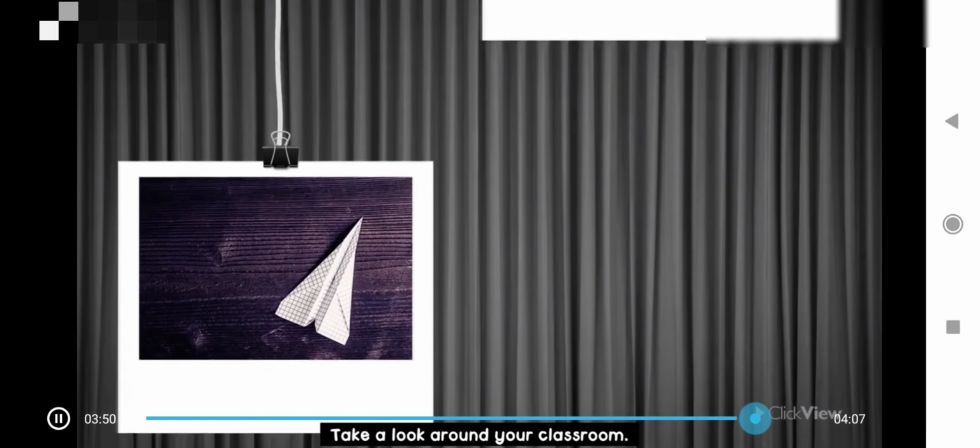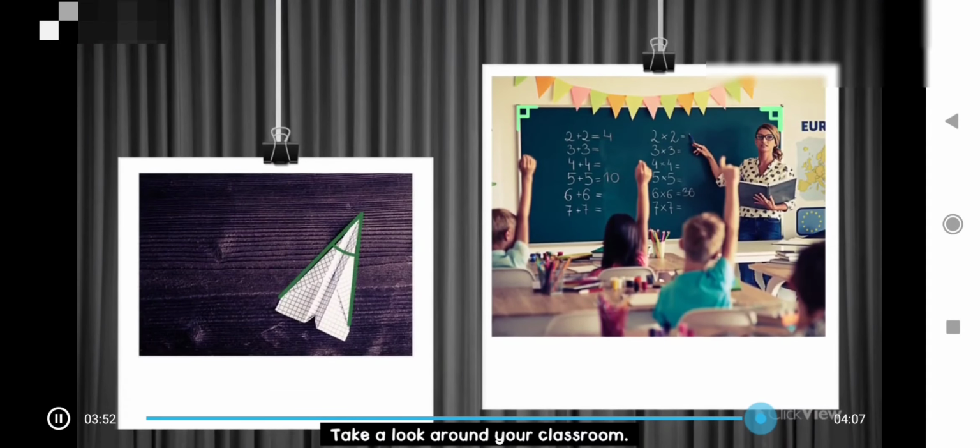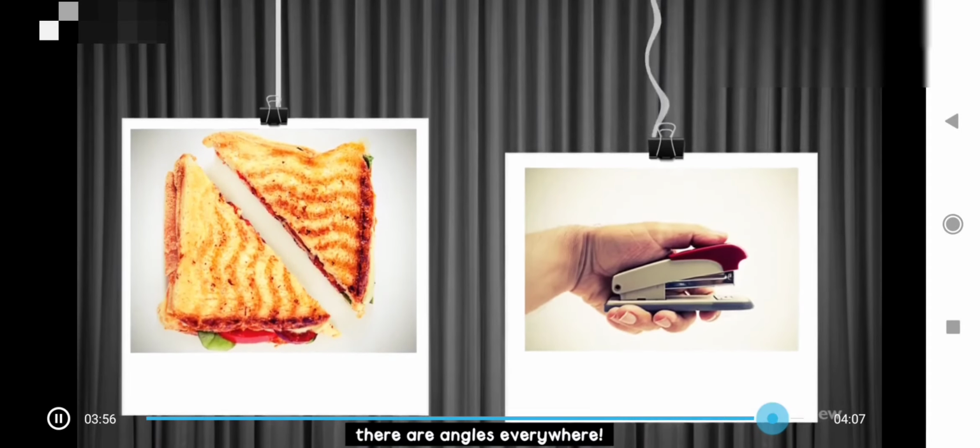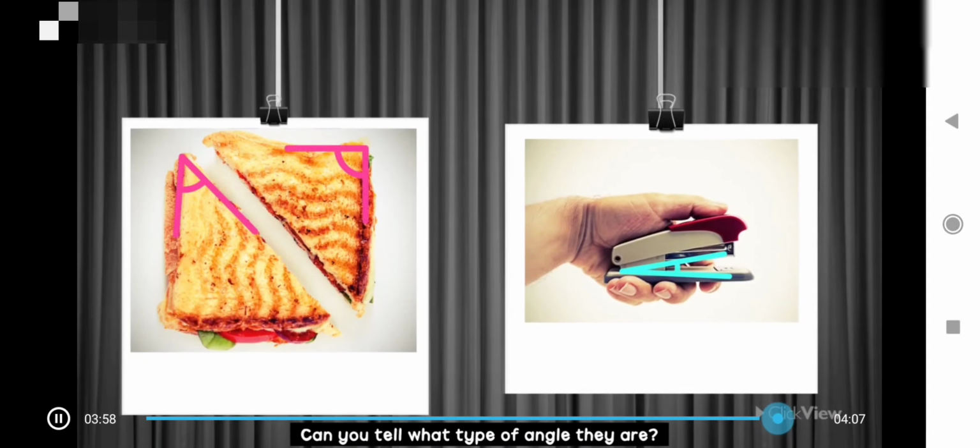Take a look around your classroom. You'll start noticing that there are angles everywhere. Can you tell what type of angle they are?